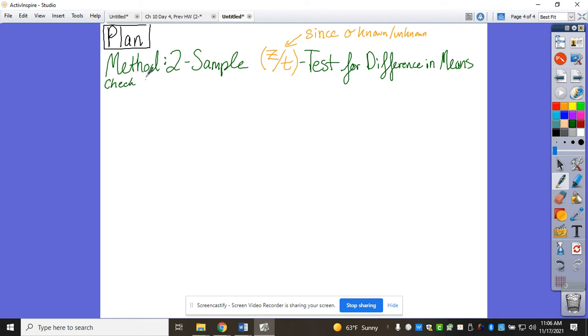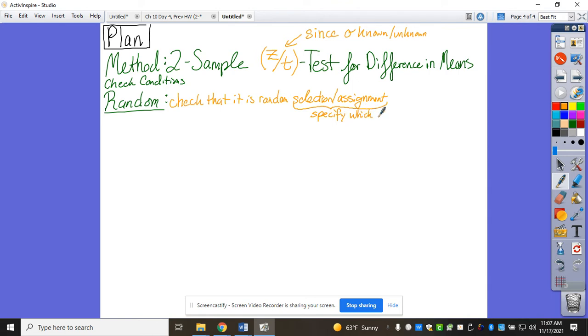We got to check our conditions. First one being random, and nothing changes since the very first day we started this, except we're doing it for 2 of them. And again, we're explicitly stating both of them out, not just writing the words for both.